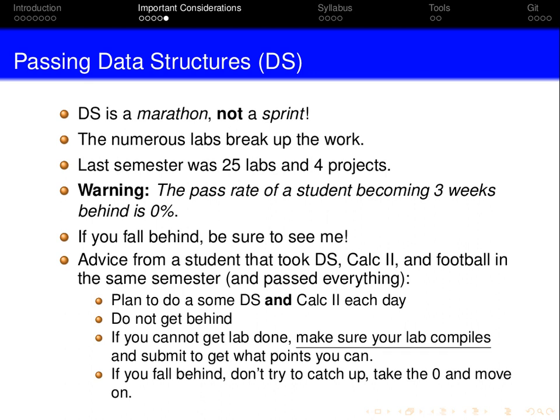If you cannot get a lab done, make sure the lab compiles and submit to get what points you can. In this class, if your lab does not compile or your project does not compile, it is a 0. Don't come to me, it's a 0. It did not compile. It is not acceptable anymore for your program not to compile. Make sure it compiles. The compiler will throw every error at you until it finally compiles. Make sure it compiles. Yeah, I think I've said the word compiles enough now.